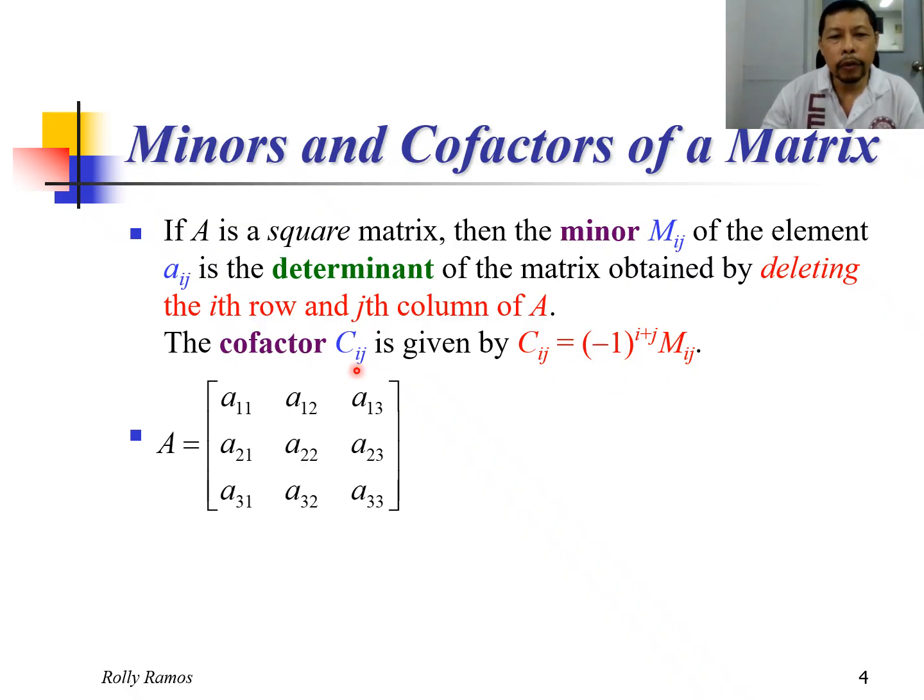While the cofactor Cij could be found using this formula. The cofactor Cij of element Aij is simply equal to negative 1 raised to i plus j times the minor of that element.